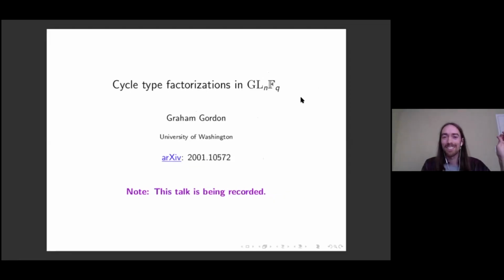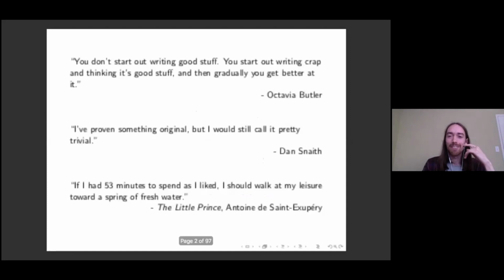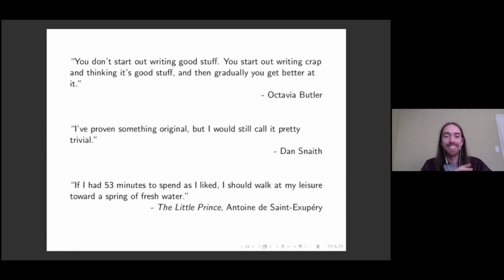I thought I'd start with some quotes that I thought of when I was looking back at my time in grad school. Take them or leave them. Some serious, some funny. In particular, I think my rephrasing of that last one would be, if I had 5 years to spend as I like, I should walk at my leisure towards some results on enumerating factorizations in GLNFQ.